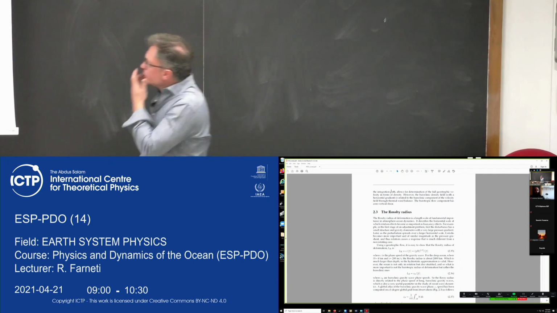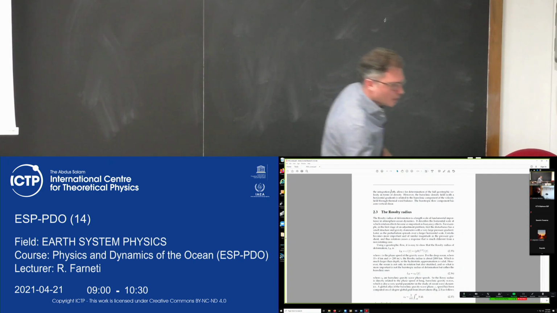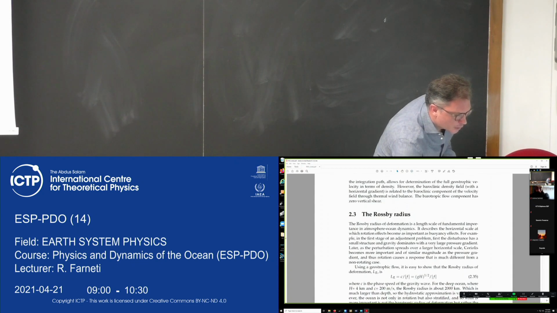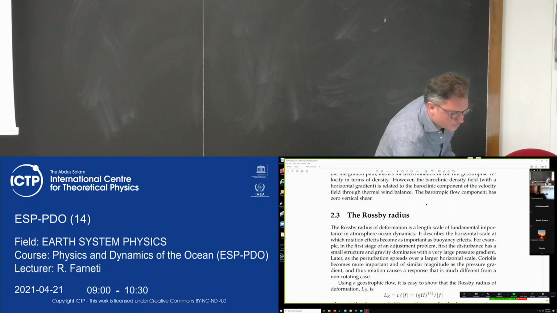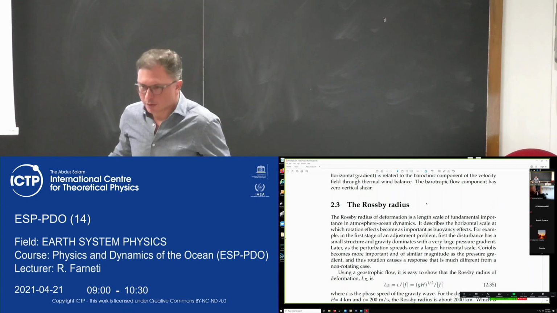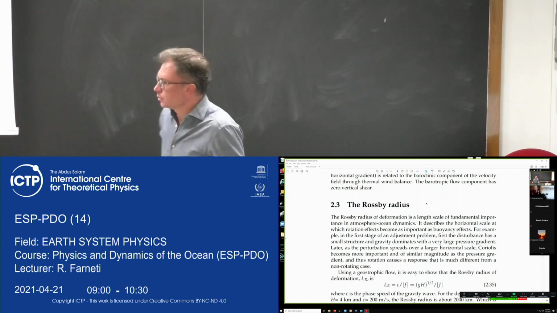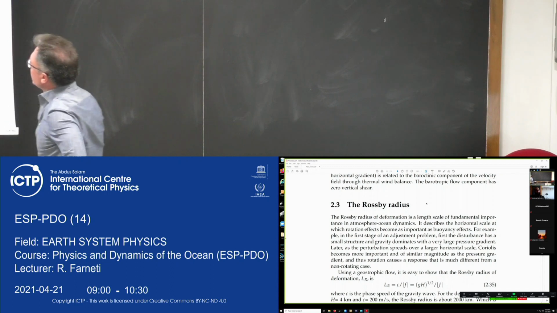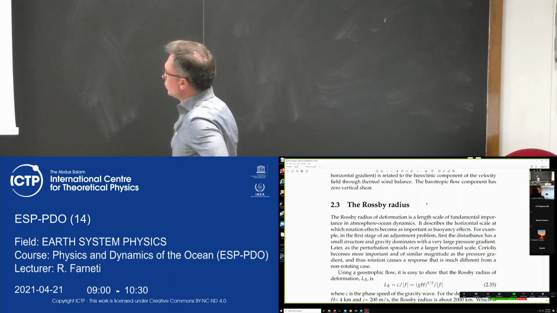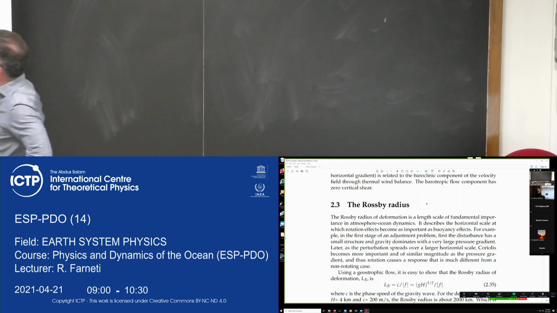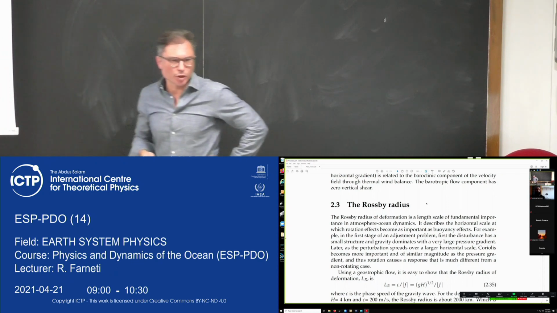Okay, so the Rossby radius of deformation is very important in the ocean as well as in the atmosphere. It sets basically the size of every large-scale dynamics that you study in the ocean and in the atmosphere. It's a fundamental length scale for both the ocean and the atmosphere. What it does, it describes the horizontal scale at which rotation becomes as important as buoyancy.